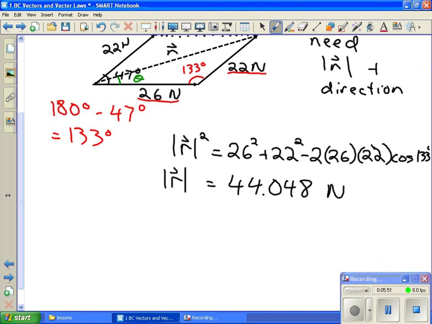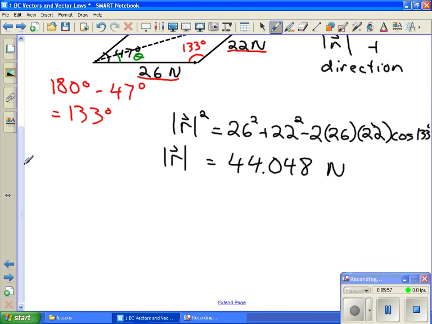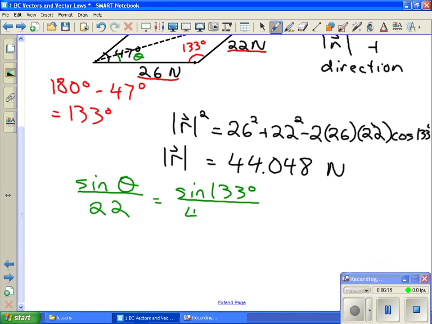This is just crying out for us to use the sine law. So let's set up our sine law. We're solving for the angle, so we put the angle on the top. Sine theta over the side opposite, which is 22. The other pair that we know is sine of 133 degrees over 44.048. And then we just want to solve this for angle theta. We're going to cross multiply, evaluate the right-hand side, and then take the inverse sine. And we end up with 21.4 degrees.